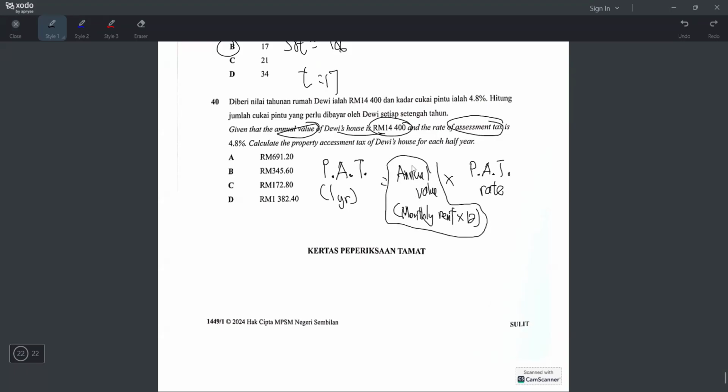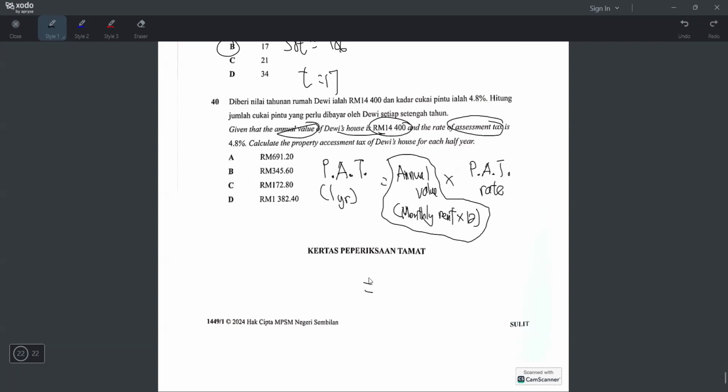Why I want to mention this is because sometimes the question will not give you the annual value. It will give you the monthly rent. And then students cannot do it, right? Students don't know how to do, right? So remember, if they give you monthly rent, you just times 12. Then you will get the annual value, and then you can put it in this formula.